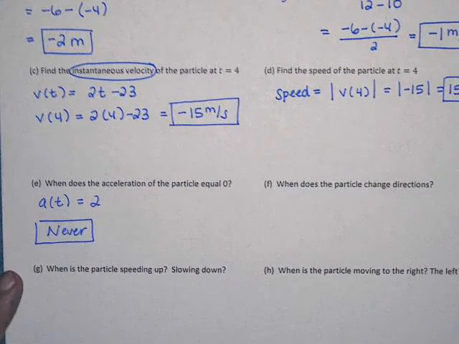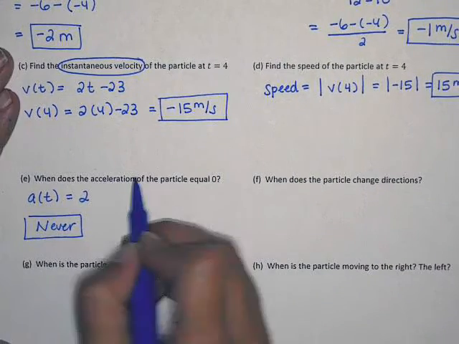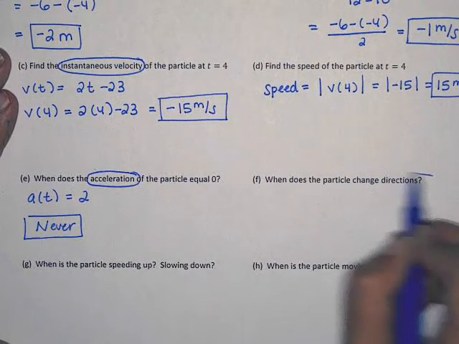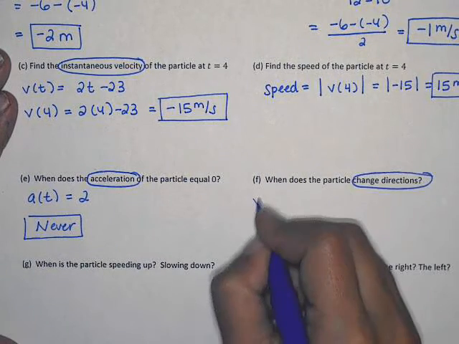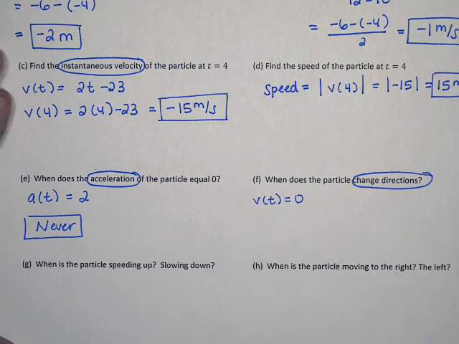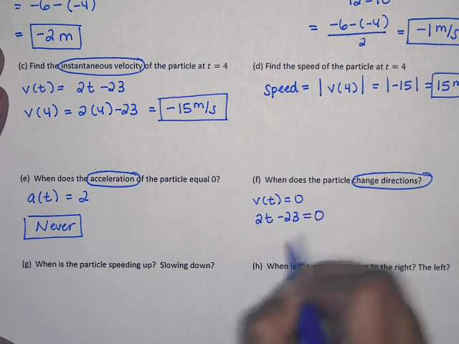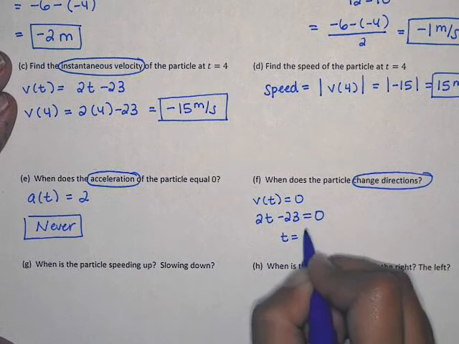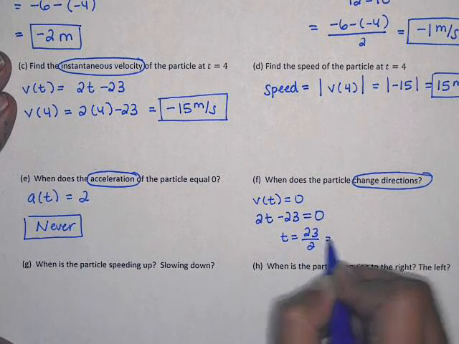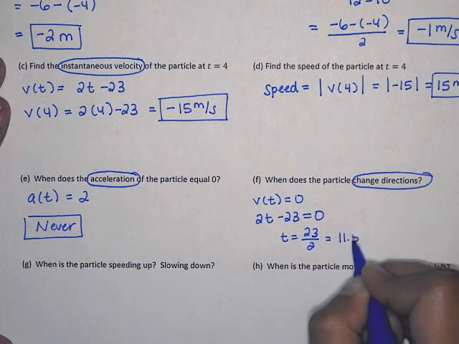When does the particle change directions? So again, acceleration meant take the derivative. Change directions means make your velocity function equal to 0. We've already got our velocity function. So we would have t equals 23 divided by 2, which is 11.5.